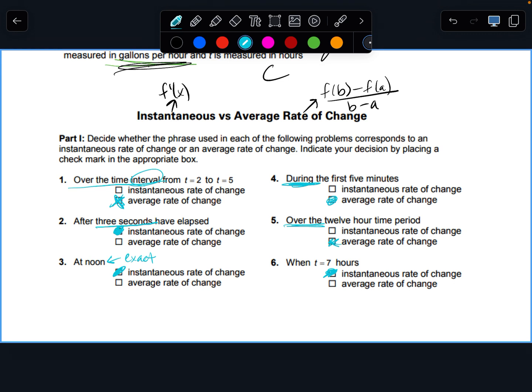All right. So average, instantaneous. So the key word is during, right? During versus after, like right after 3, what's my speed? During the first, like they're talking about during this time. It's an interval. Over a 12-hour period, that's an average because we're talking about an interval.